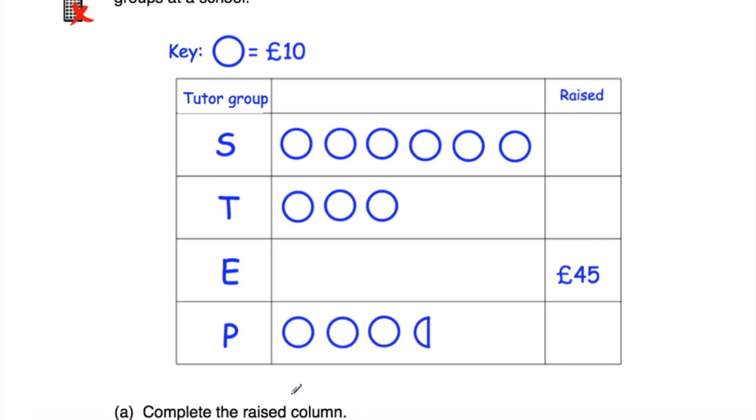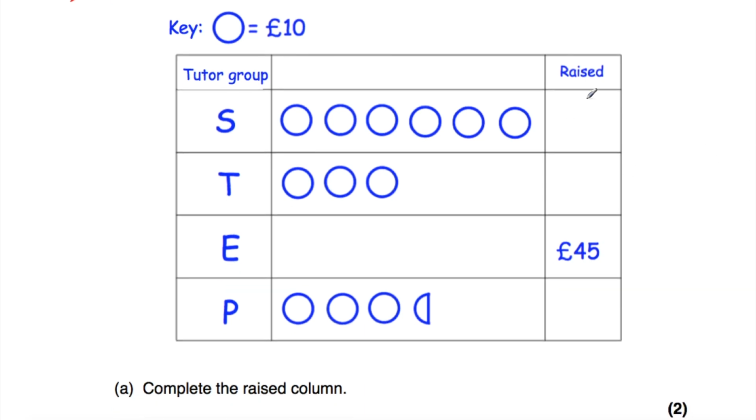And we've been asked to complete the raised column, so the values in here. So each circle represents £10. So in terms of this tutor group S, they raised 10, 20, 30, 40, 50, £60. So that's £60. In terms of T, 10, 20, £30, so that's £30. And in terms of P, that's 10, 20, 30. And then we've got half of a circle, so half of a circle would be £5. So it's going to be £35, so £35.